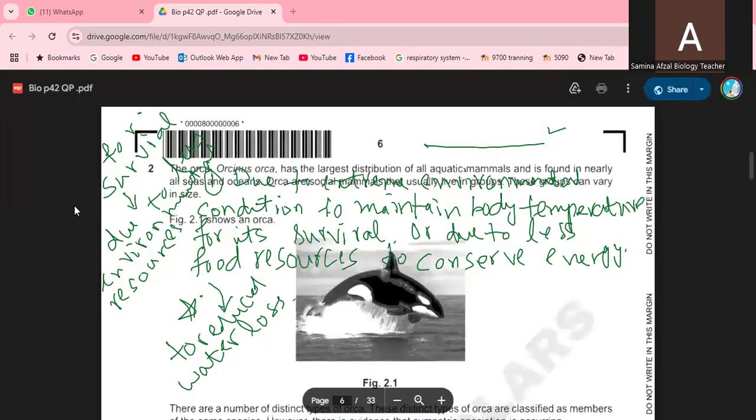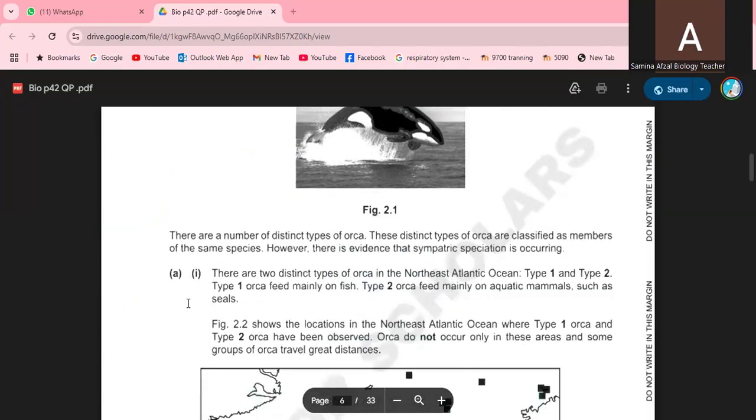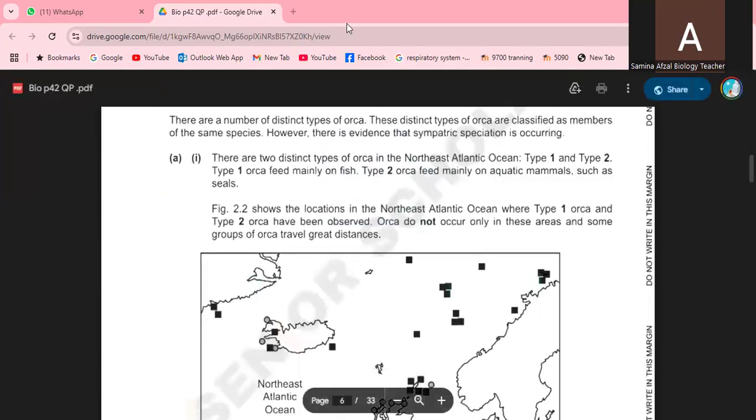Next, question two. The orca, Orcinus orca, has the largest distribution of all aquatic mammals and is found in nearly all seas and oceans. Orca are social mammals that usually live in groups, and these groups can vary in size. Figure 2.1 shows an orca. There are a number of distinct types of orca. These distinct types of orca are classified as members of the same species. However, there is evidence that sympatric speciation is occurring.